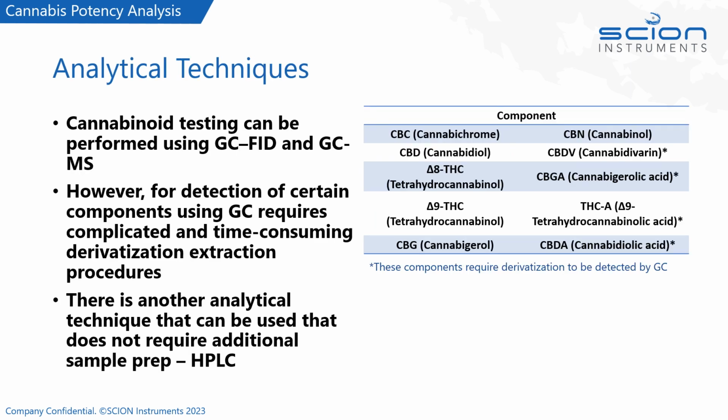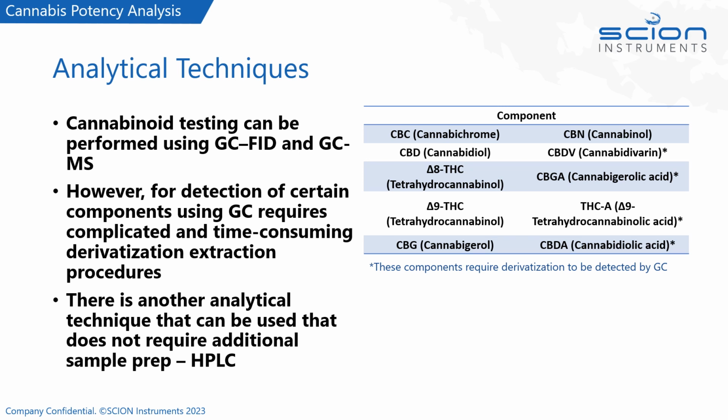Now I will discuss some of the analytical techniques that are available for testing cannabinoids. So here at Scion, cannabinoid testing has been successfully performed using gas chromatography, or GC, with either an FID, a flame ionization detector, or with an MS, a mass spectrometer for detection. For more information about the different types of detectors available for our instruments, you can see our website for guides such as Scion's GC detector guide.